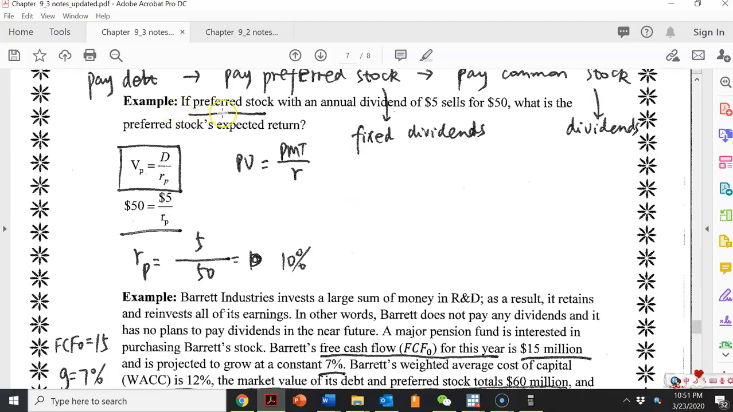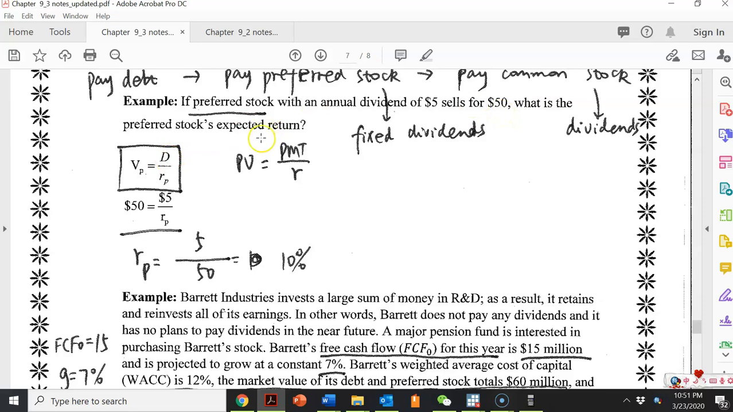Okay, for example, if we have a preferred stock with an annual dividend of $5 selling for $50, what is the preferred stock's expected return? Here we know we have a $5 dividend paid out every year. The stock price is 50. We want to look for the return.